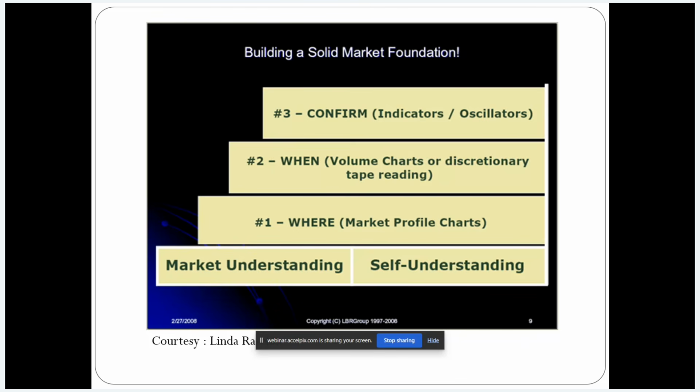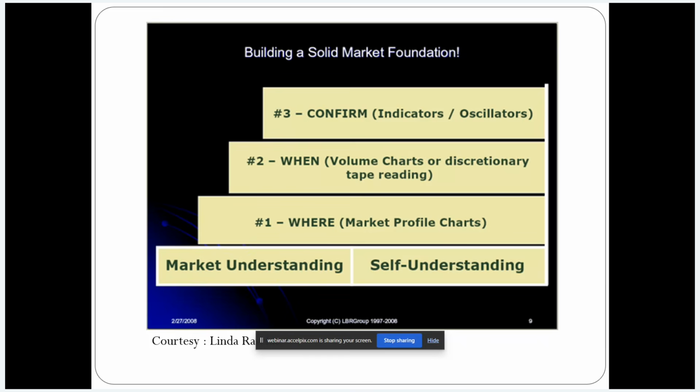So if you want to win in markets, you need this to be balanced. You need a profound market understanding, and you need a profound self-understanding. You need both if you want to win in markets. You need to understand markets well, and you need to understand yourself well. Without this foundation, people jump to everything. Most people run behind indicators and oscillators. If you see, that is the last one which you need to go to.